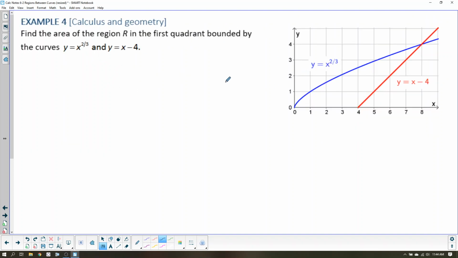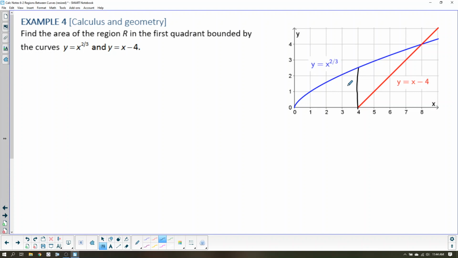Okay, so this one's already graphed for us. It says find the area of the region in the first quadrant bounded by y equals x to the 2/3 and y equals x minus 4. So it's very similar to the previous one in that if we were going to integrate with respect to x, then we would have two separate integrals that we would need to do. We need to do this integral, and we would need to do the integral for this piece.